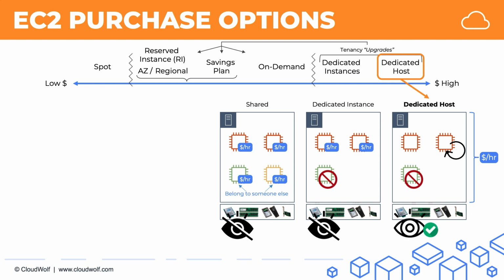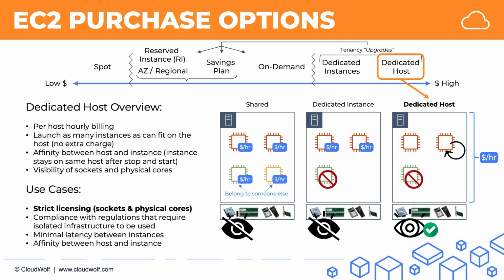And another great benefit is that you will have visibility of the hardware. You'll have visibility of the sockets and physical cores. And that is important for some licensing requirements, where the license of the software requires you to pay for the number of sockets and cores. So here's a quick text summary.